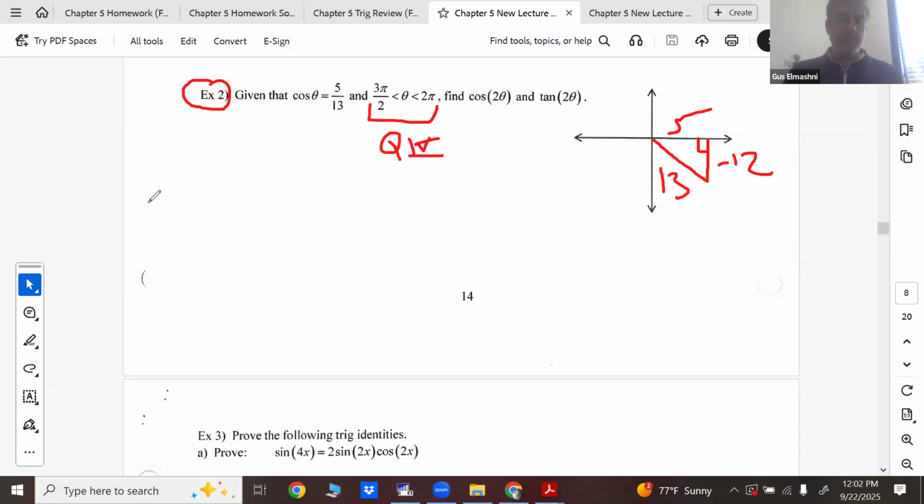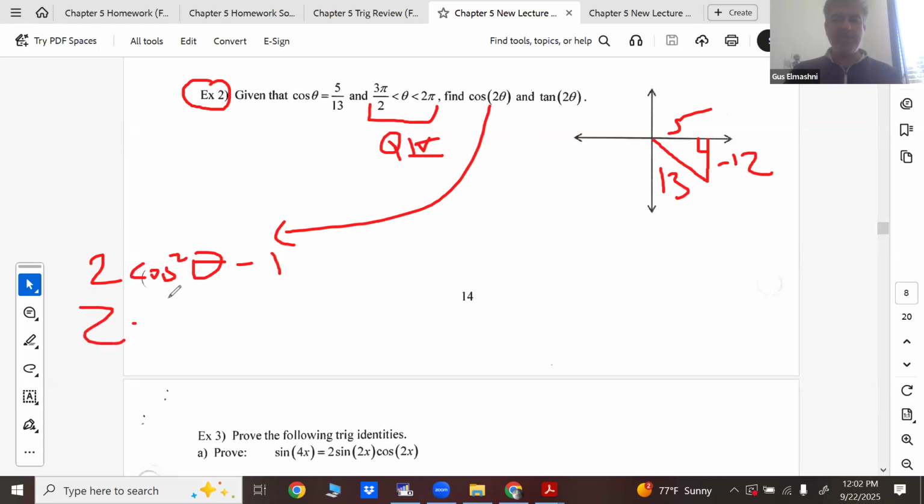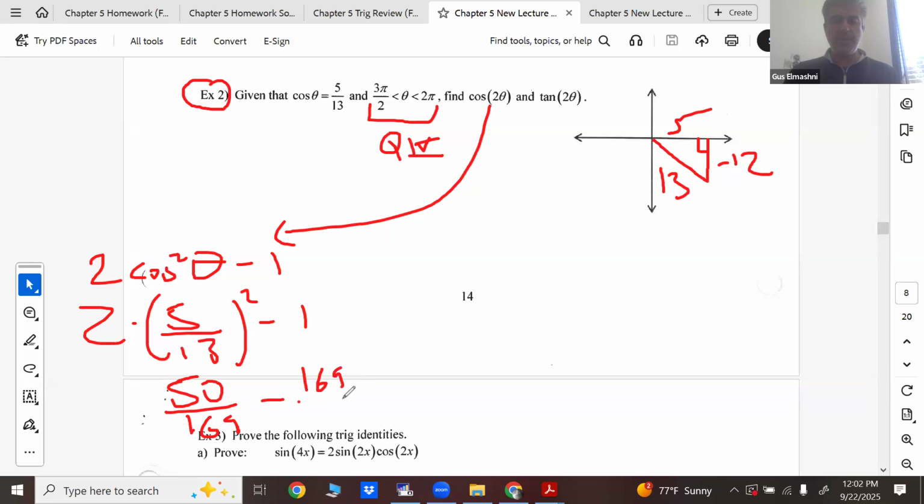You want cos 2 theta? Great. You can use any of the variations you want. I don't care. Let's say I do 2 cosine squared theta minus 1. Fantastic. There'll be 2 times 5/13 squared minus 1. Doing the math in my head, that should be 50 over 169 minus 169 over 169, which should be negative 119 over 169. I'll slow down because I'm going too fast. Sorry.